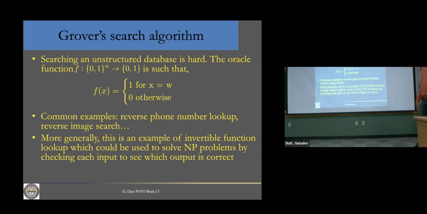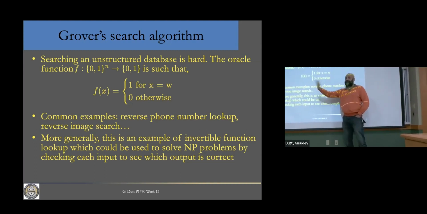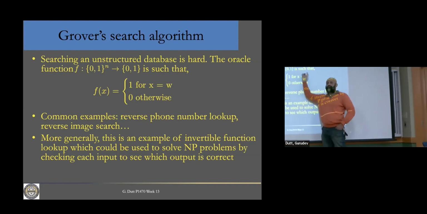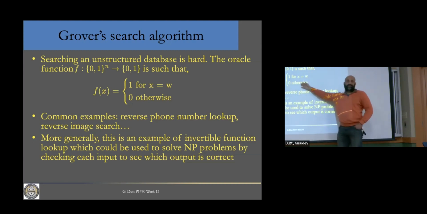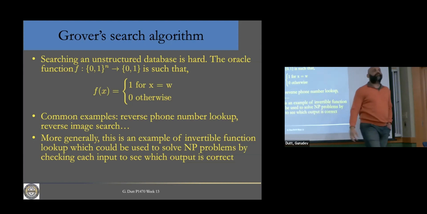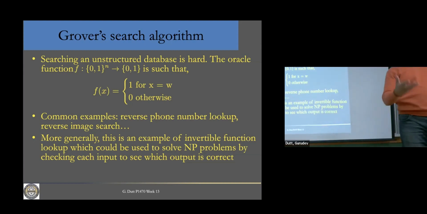So the oracle function, as I call it here, is the oracle that we are given, and it is essentially marking for us the answer. It tells you 1 if you have the winner, the actual answer, x equal to w. So w is the winner, and 0 otherwise. It marks that input correctly. It tells you what the answer is. But you don't know what that is because you can't look it up.